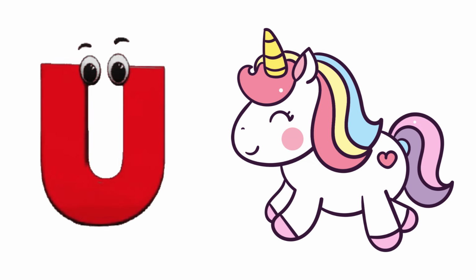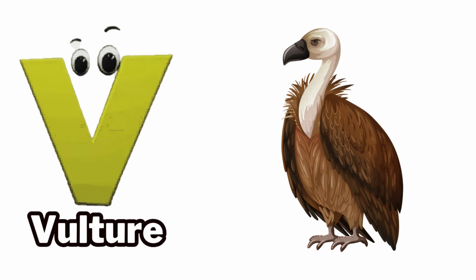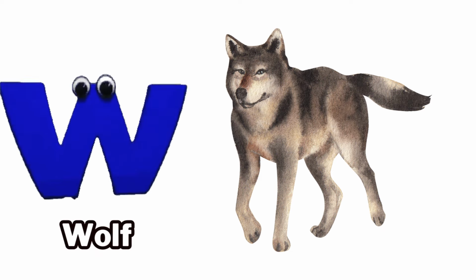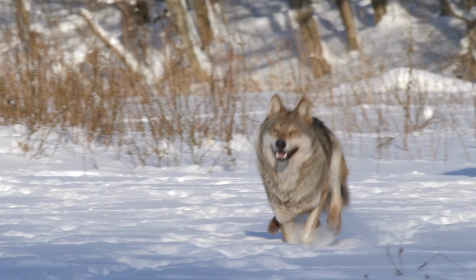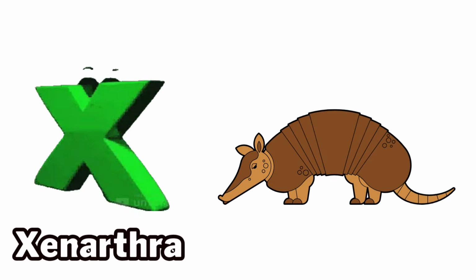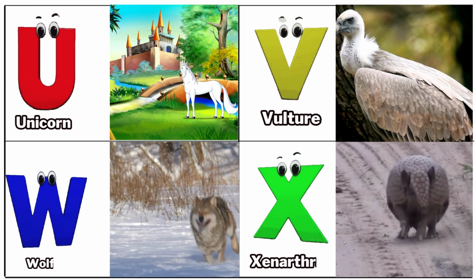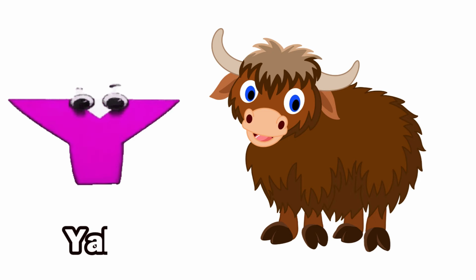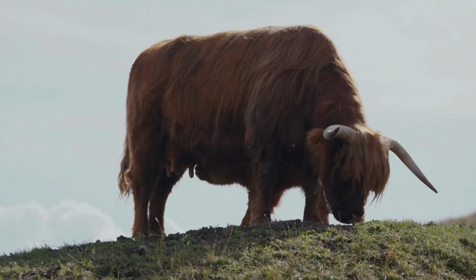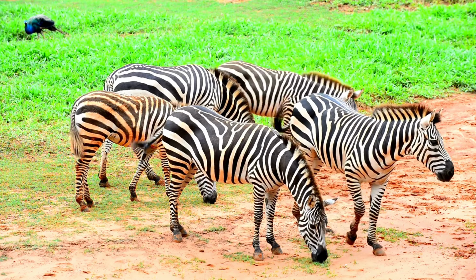U is for unicorn. Unicorn. V is for vulture. Vulture. W is for wolf. Wuh, wuh, wolf. X is for xenarthra. X, x, xenarthra. Y is for yak. Yuh, yuh, yak. Z is for zebra. Z, z, zebra.